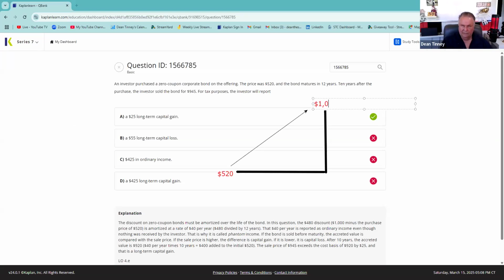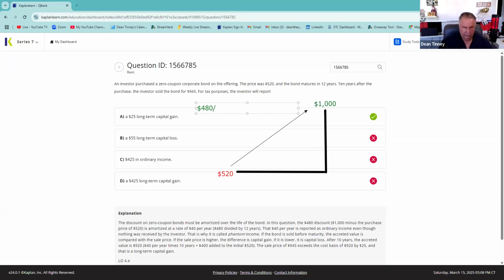And so what you'd like to tell the IRS is that that's a long-term capital gain. And the IRS says, no, no, no, no. You know that you're making 480 over the life of the bond. So that's the first point. Where did Dean get 480? That's the difference between the cost basis for 520 and the 1,000. And you have to do this each year.